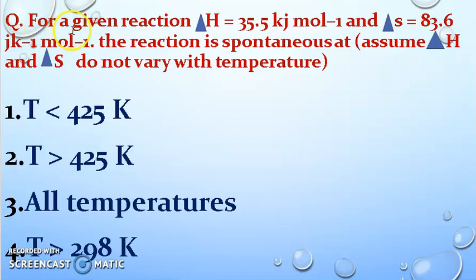The next question is, for a given reaction, del H is equal to 35.5 kJ mole minus 1 and del S is equal to 83.6 J K minus 1 mole minus 1. The reaction is spontaneous. See here, they have mentioned the reaction is spontaneous. So assume that del H and del S do not vary with the temperature. They won't vary with the temperature, it's the same.